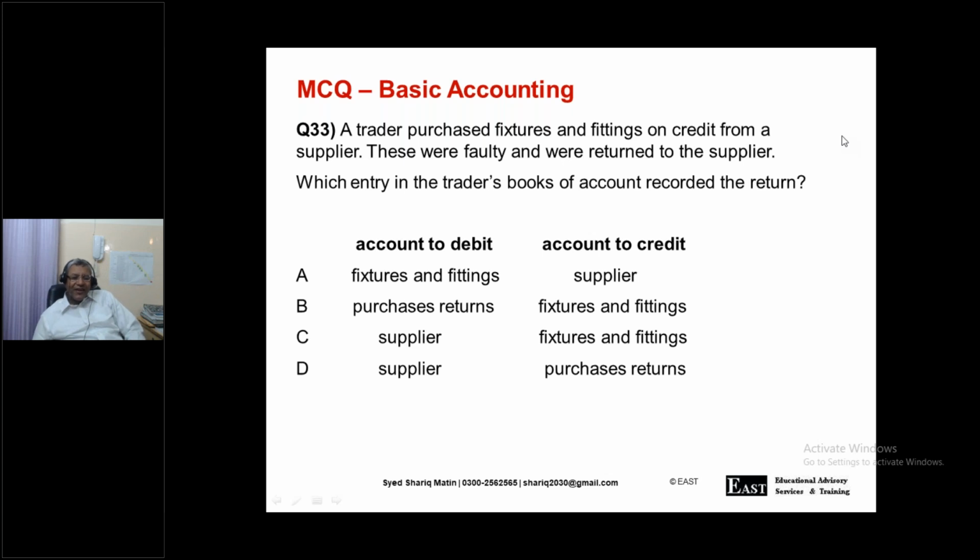And again, it cannot be D as well since fixtures and fittings is an asset and cannot be recorded as purchase return. Therefore, it will be recorded as supplier debit and fixtures and fittings credit since assets are decreasing and accounts payables are decreasing. That's great. Brilliant. Wonderful. Thank you for your great contribution. Right. Great, Fiza. Good contribution. Okay. Thank you very much.